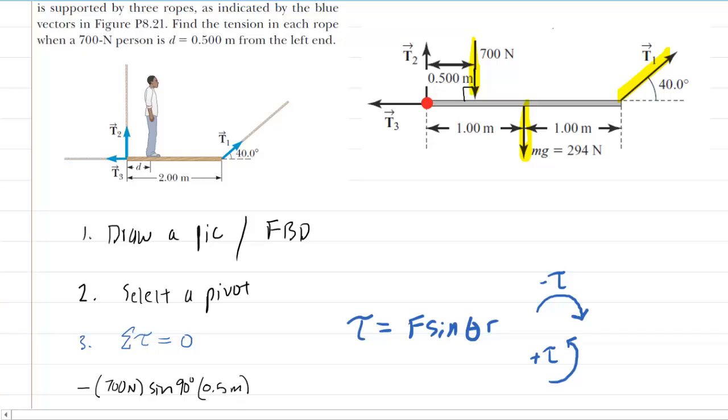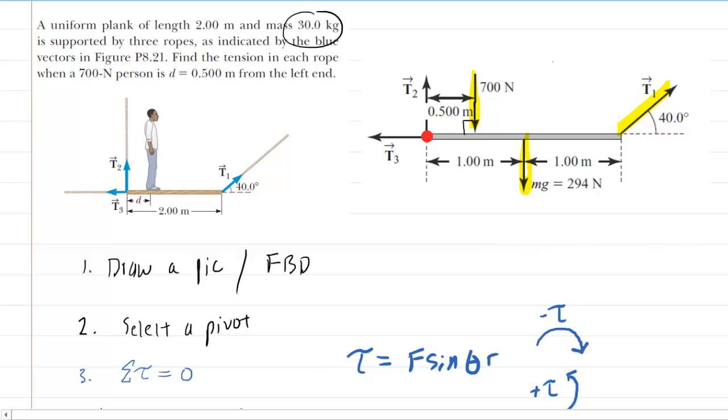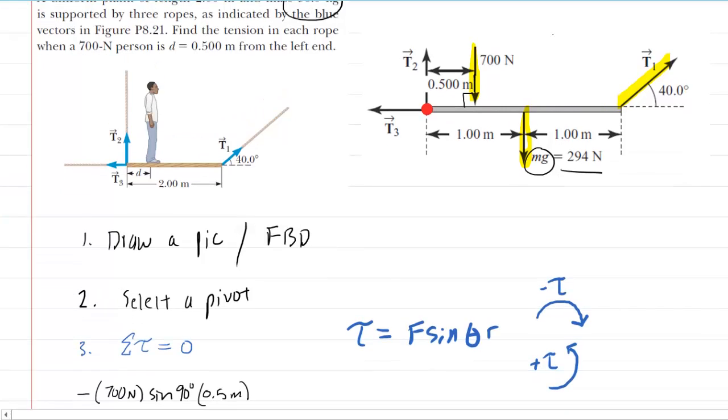Moving on to the weight of the plank itself. We were told in the question that the plank is 30 kilograms. So what we did is we took 30 kilograms and multiplied it by 9.8 meters per second squared. That's where the 294 newtons is coming from, just in case you're wondering. That also is causing a clockwise torque. So you're going to have minus, and then you put in your 294 newtons times the sine of 90. The angle between that weight and the plank itself is, again, 90. And then multiply that by the distance from the weight to the pivot. That's going to be 1 meter.